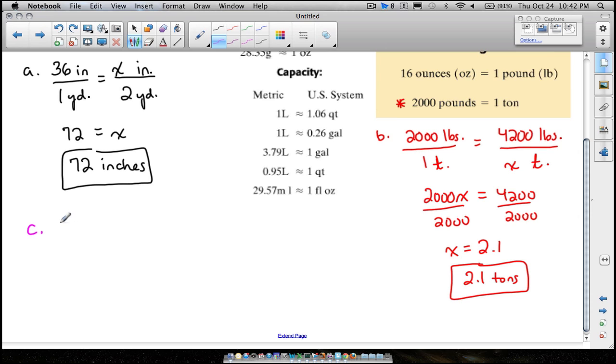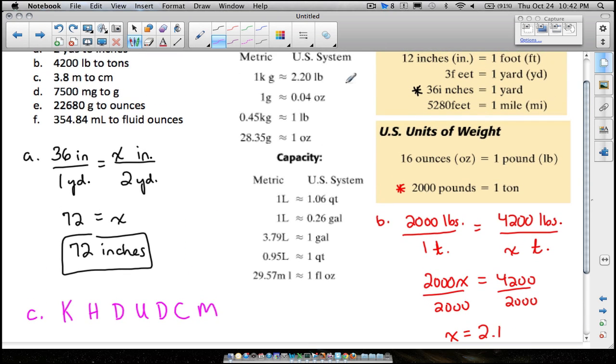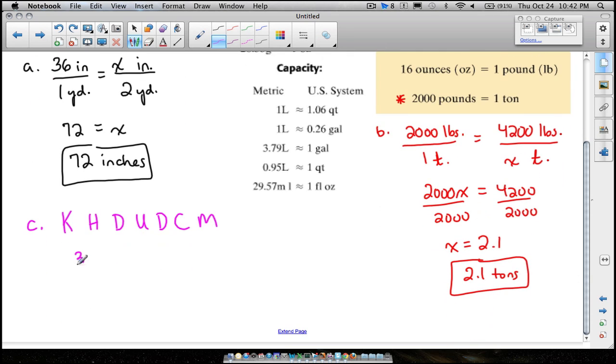The acronym I gave you was King Henry drinks Ucky dark chocolate milk. I've talked about this in class. Look back at your notes. You should know what each one of these stand for. Our little conversion here, we're trying to go from 3.8 meters to centimeters. So the way you saw it in class was 3.8 meters is equal to blank centimeters.